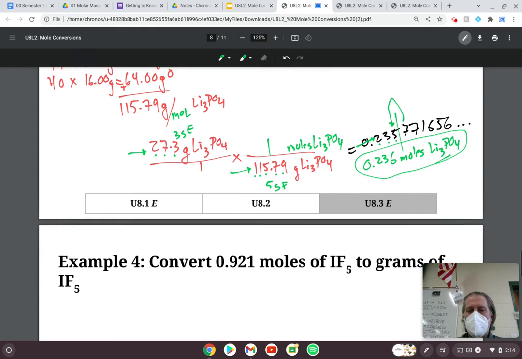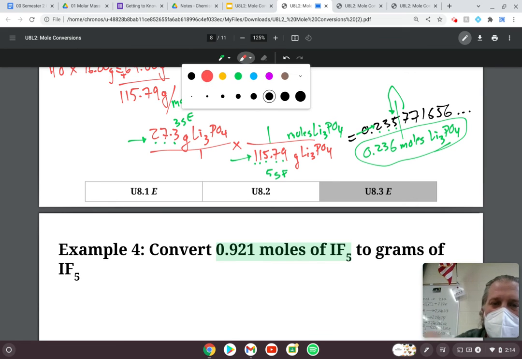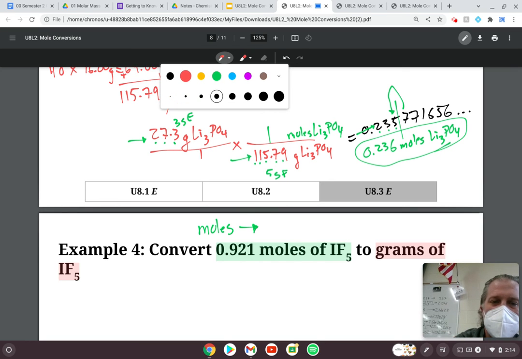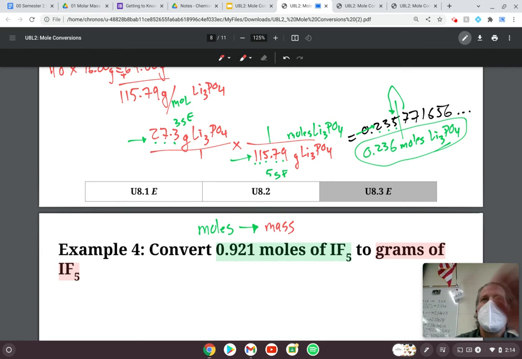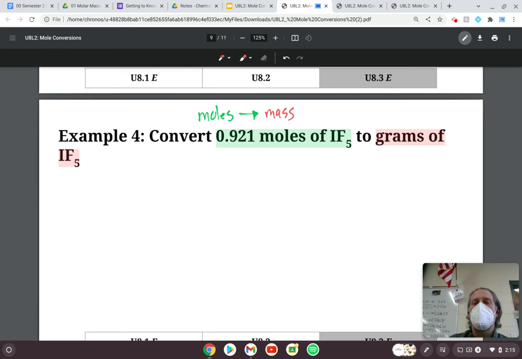Okay. In the next problem, we have moles of IF5, and we are going to be converting it to mass or grams of IF5. So this problem is going to be converting from moles, I don't know what that is, to mass. And so if we're going to convert from mole to mass, you bet your bottom dollar we are going to need to calculate the molar mass.